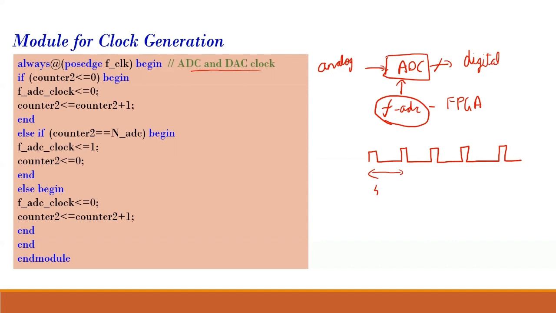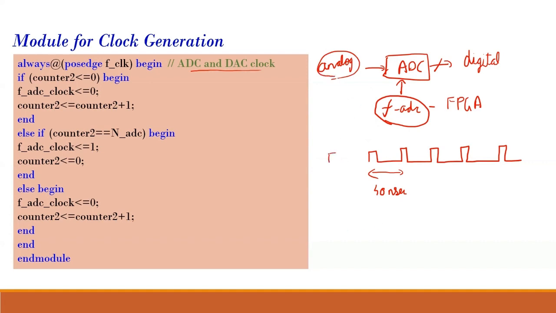40 nanosecond. Okay. So this is 40 nanosecond. This is my FADC clock. Once this clock comes here, the ADC clock comes over here. Assume the value over here was this analog signal. Okay, this is my analog signal.